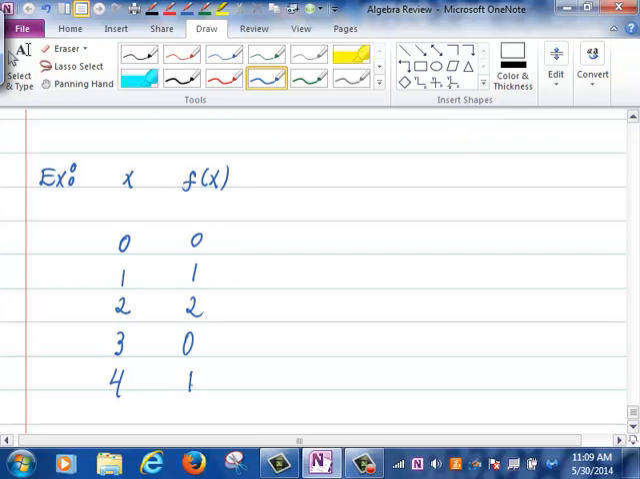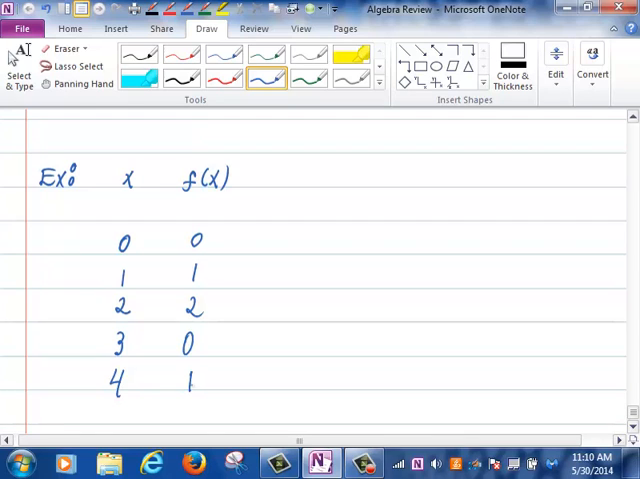Okay? Now my question to you, is that a valid function? Does it satisfy my one input leads to one output? Does it satisfy that? Yeah, because if you look at each number on the left, it gives you exactly one output. It doesn't give you two different outputs, right?